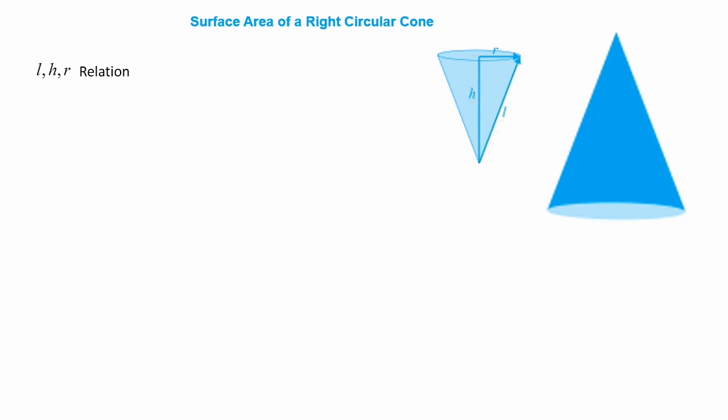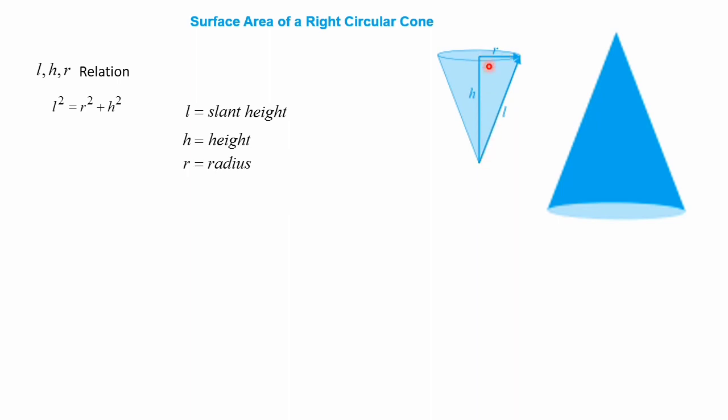So we need to learn a relation connecting L, H and R, because for calculating the surface area or any other calculations related to cone, we need to calculate a missing quantity, maybe L or H or R, when the other two quantities are given to you. Here L means the slant height, H means the perpendicular height, and R means the radius. When you look at this figure, it is quite clear.